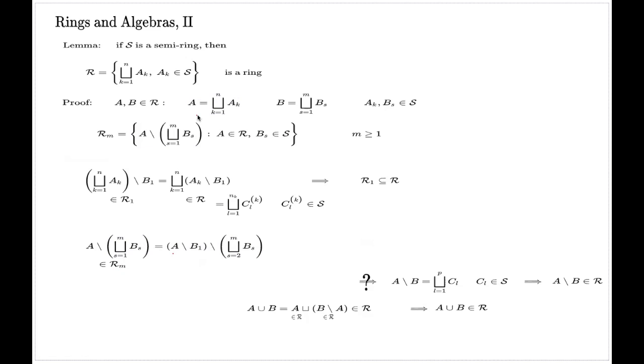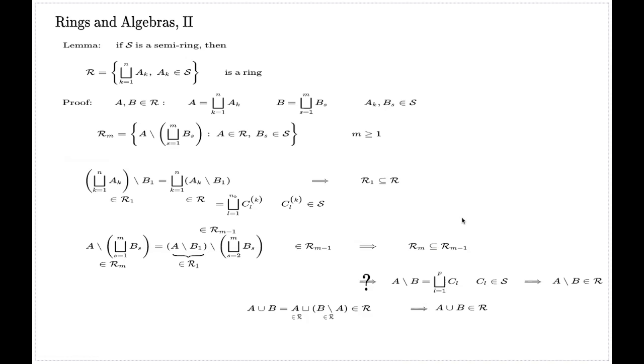So this one, individual bracket, is an element of R1. But we know that R1 is a subset of R, so in fact this bracket is in R rather than R1. And we have here an element of R from which we subtract, as a set difference, m take 1 elements of S. So in fact this whole right-hand side belongs to R_{m+1}. And we just established that the whole thing belongs to R_{m+1}. So the conclusion of this observation is that the R_m collection is a subset of the R_{m+1} collection.